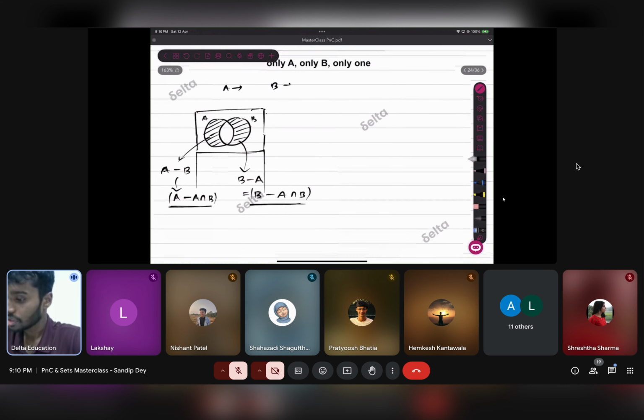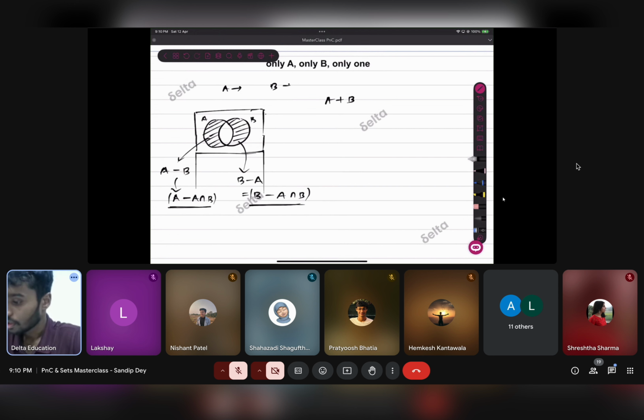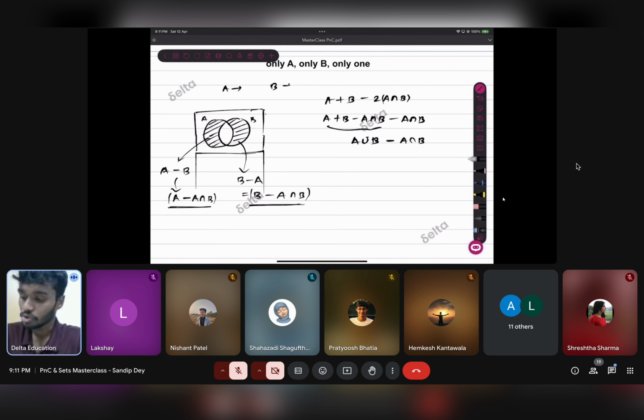Okay. So you can also write it as A plus B minus 2 A intersection B. And this I can also write as A plus B minus A intersection B minus A intersection B. So this is nothing but A union B minus A intersection B. So that is the total area covering A and B totally minus that intersection portion, right? Clear?